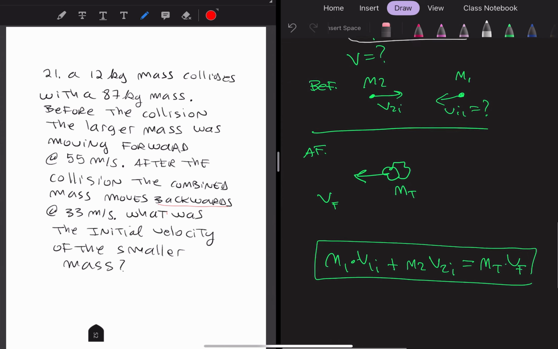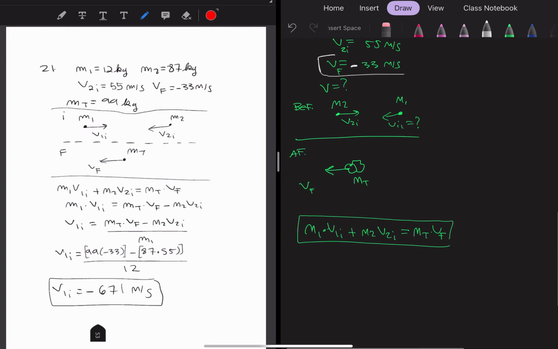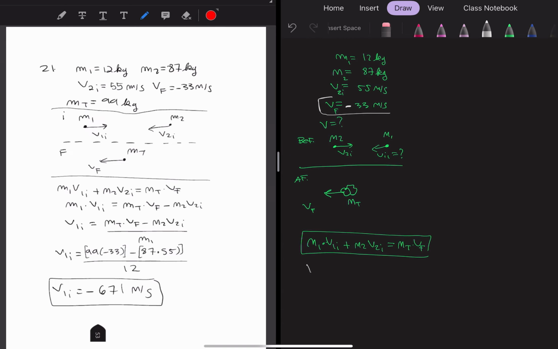Okay, so now we can apply it to this equation. So we can just plug in what we have. Mass 1 is 12. We're trying to find its velocity, V1 initial. Mass 2 is 87. Its initial velocity is 55. And that's going to equal the total mass, so 12 plus 87, multiplied by the final velocity, which is 33 backwards, so a negative 33.